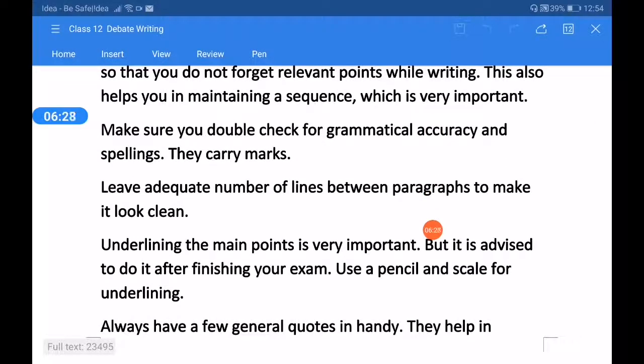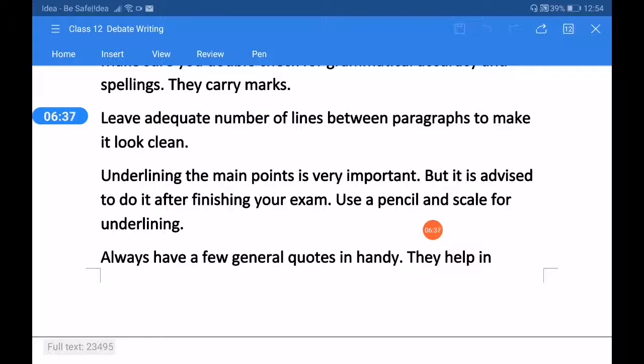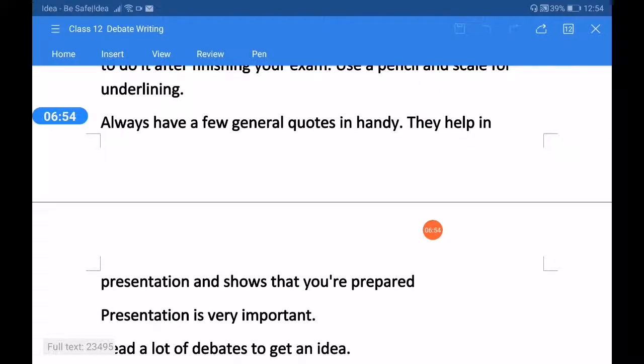Make sure you double check for grammatical accuracy and spellings, they carry marks. Leave an adequate number of lines between paragraphs to make it look clean. Underlining the main points is very important, but it is advised to do it after finishing your exam. Use a pencil and scale for underlining. Always have a few general quotes handy. They help in presentation and show that you are prepared.